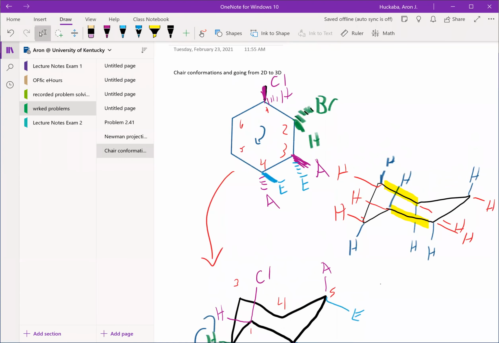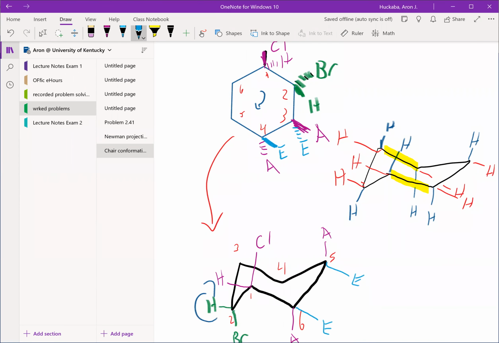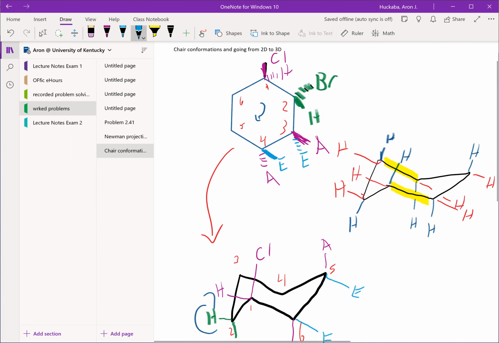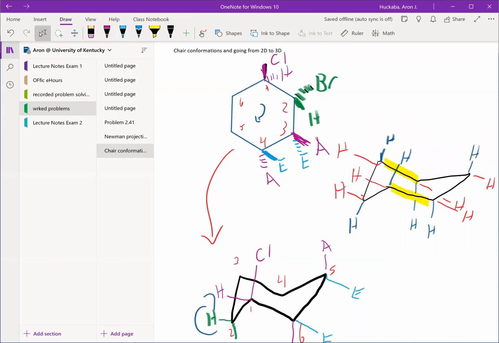So that means if you were to have, just like this, a 1,2 di-substituted cyclohexane with one on a wedge and one on a dash, both of those substituents have to either both be axial or equatorial. And this has been the tutorial on cyclohexane chair conformation switching.